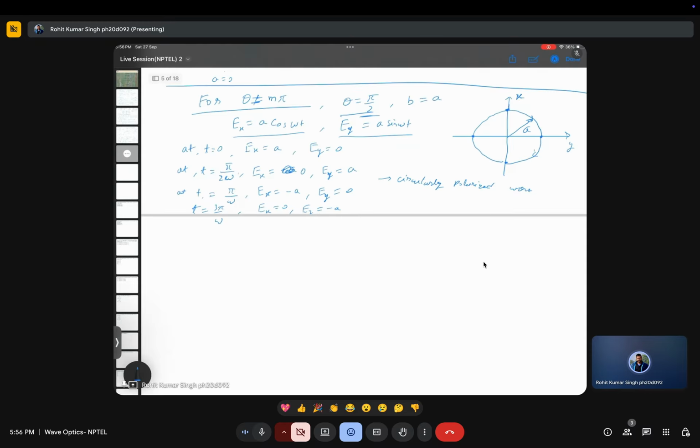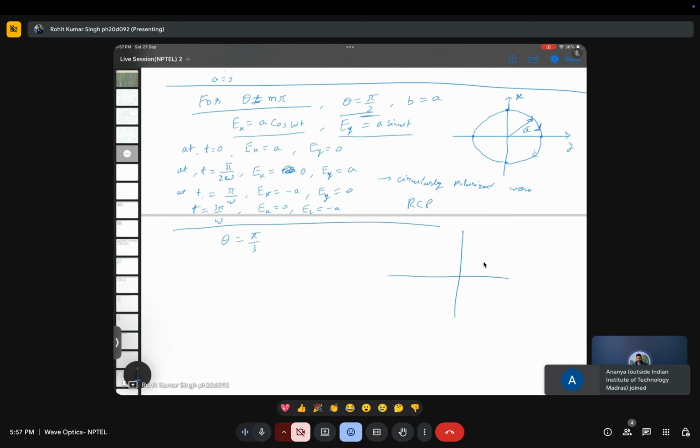And similarly you can check at other angles, like what happened at theta equal to pi by 3. I'll leave this as an exercise. And also now you see the direction of rotation, it is clockwise, right? So this is called circularly polarized, with an acronym... right circular, yeah, RCP. So it is right circularly polarized.